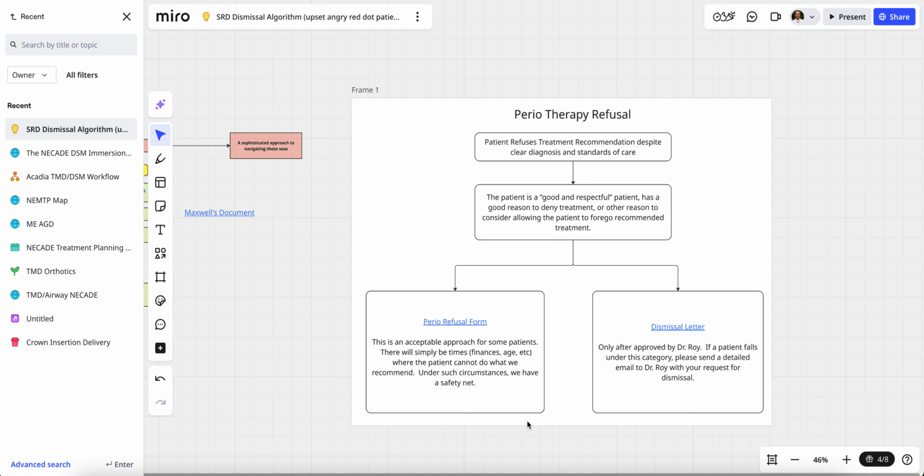It's a tool that we have in our back pocket and can use with ease rather than being confused and frustrated whenever this arises. All right, hope all is well, and we'll talk to you all soon.